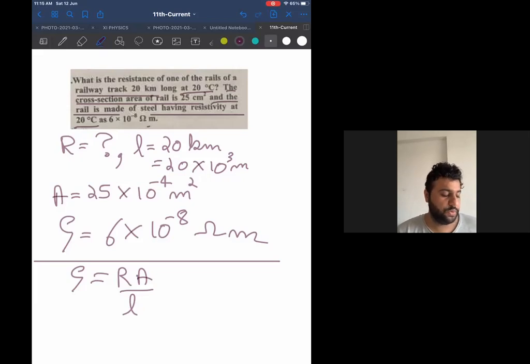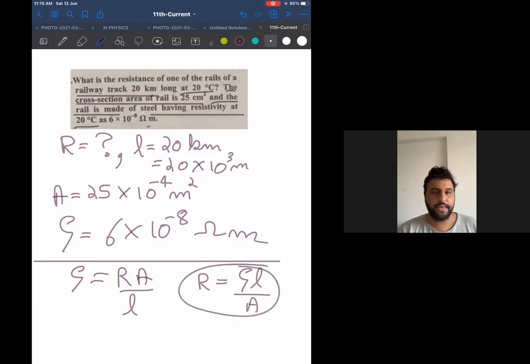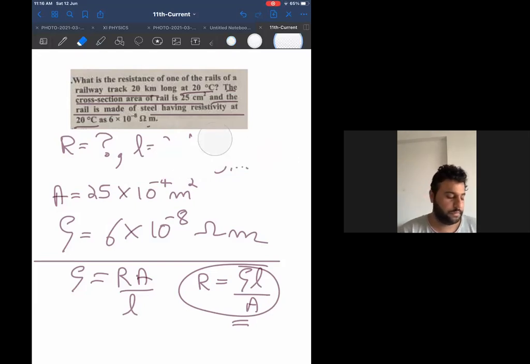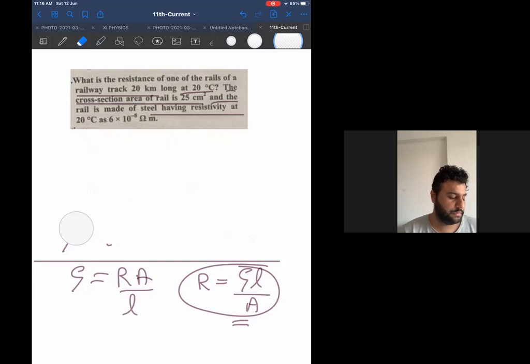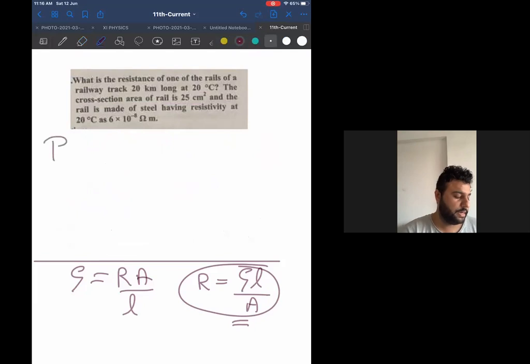So rho is equal to RA by L. From that formula, I can write R is equal to rho L by A. And now you have to give me the answer for this. R is equal to rho L by A.